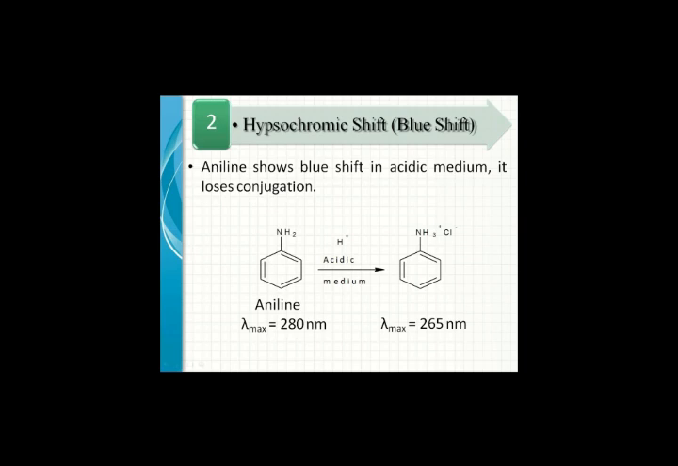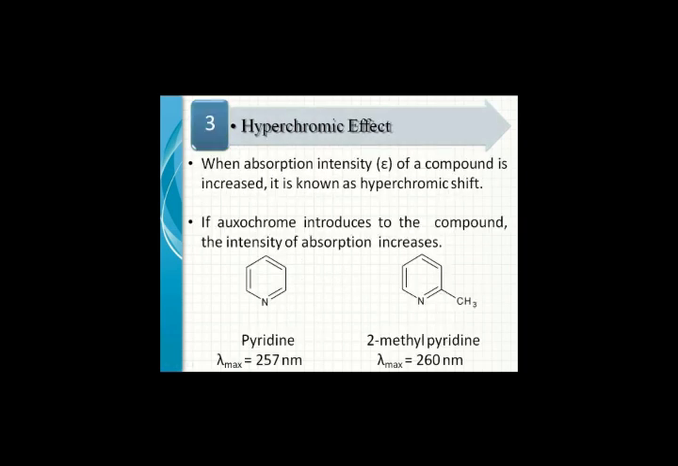Number three, hyperchromic effect: when the absorption intensity of a compound is increased, it is known as hyperchromic shift. If an auxochromic group is introduced to the compound, the intensity of absorption increases. The compound pyridine has the lambda max value 257 nanometer, and when a methyl group is introduced in 2-methyl pyridine, the lambda max shifted towards 260 nanometer.